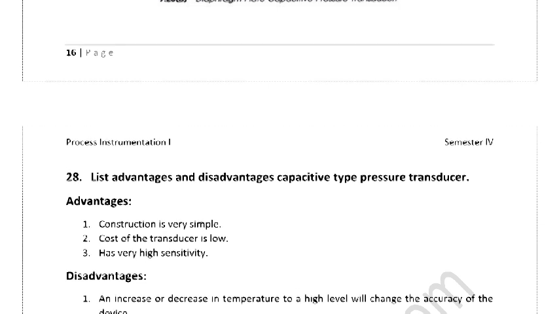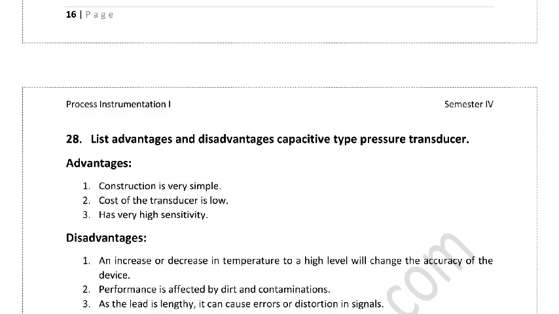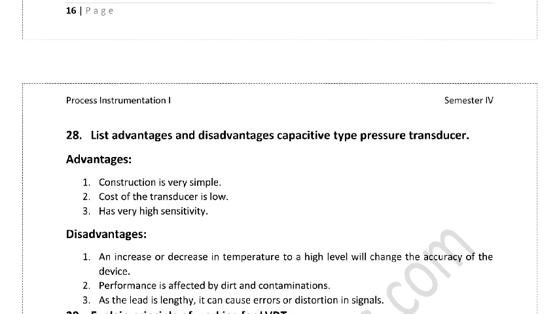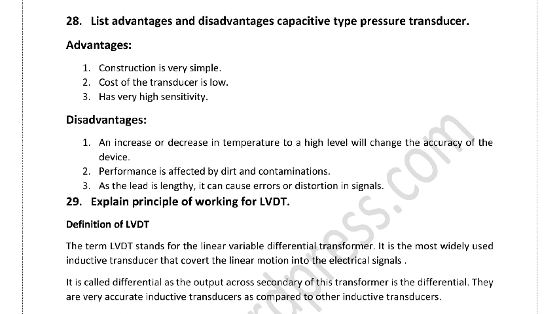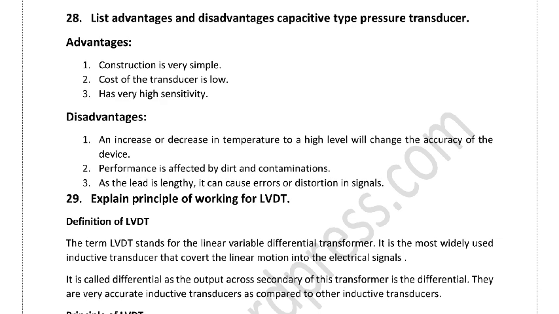Now the list of advantages and disadvantages of capacitive sensors. First, construction is very simple. The cost of the transducer is very low, and the sensitivity is very high. This is a very important advantage; in MCQs they will ask about the sensitivity: sensitivity is very high. Cost is low. The disadvantage is that performance is affected by direct contaminants.